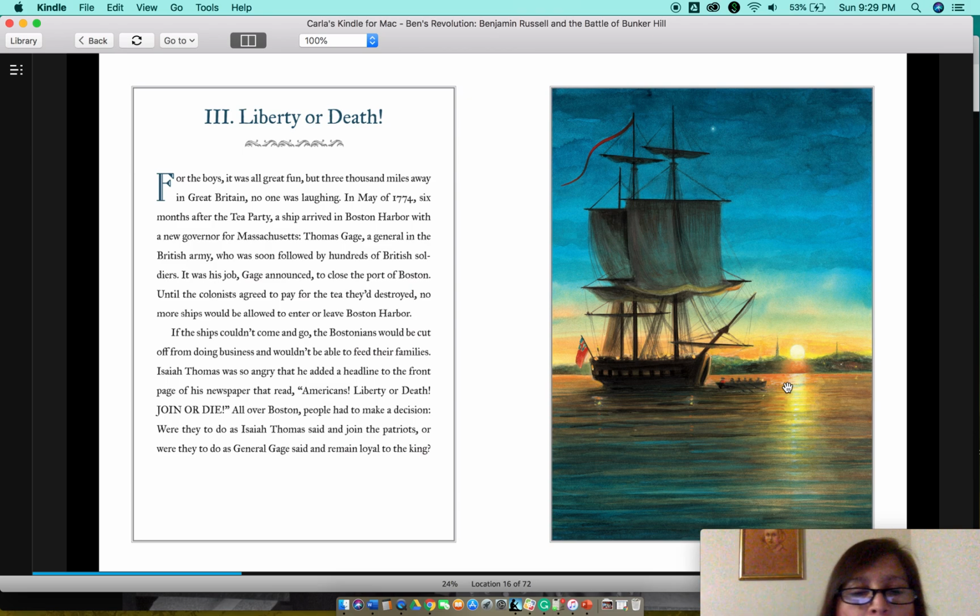All over Boston, people had to make a decision. Were they to do as Isaiah Thomas said and join the Patriots? Or were they to do as General Gage said and remain loyal to the king? Remember, the colonies were British colonies. So should they remain loyal to King George III, or should they join the Patriots and not pay taxes?